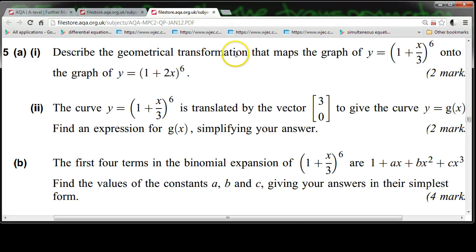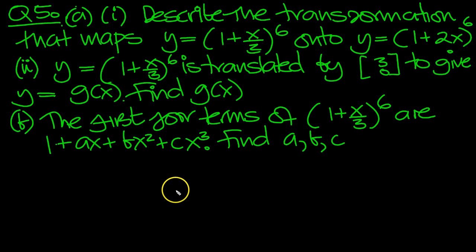Describe the geometrical transformation that maps the graph of this function onto the graph of this function. The curve y equals this is translated by this vector to give the curve y equals g of x. Find an expression for g of x, simplifying your answer. The first four terms in the binomial expansion of this are 1 plus ax plus bx squared plus cx cubed. Find the values of the constants a, b and c, giving your answers in their simplest form. Okay, that's the question which I've summarized here then.